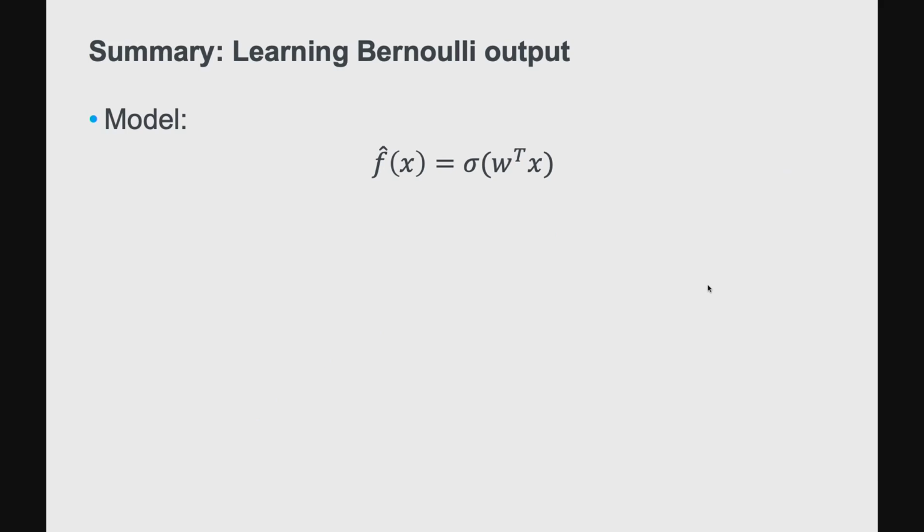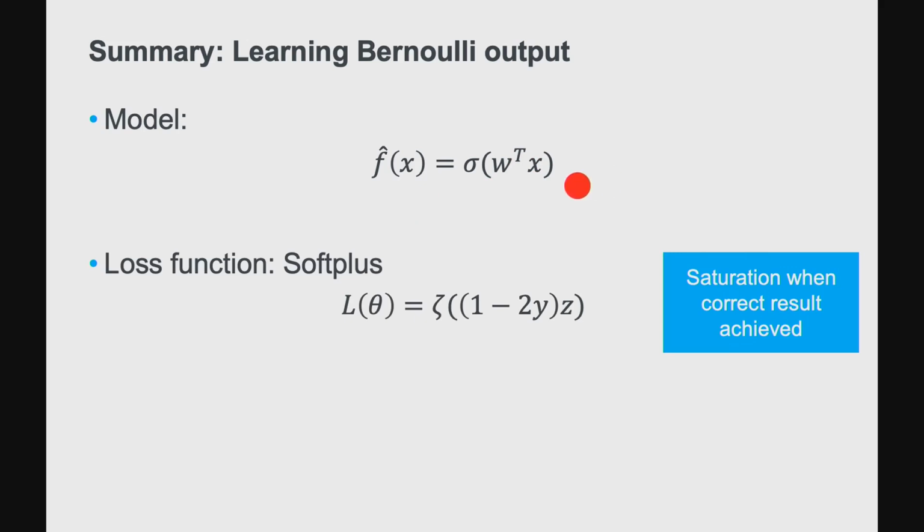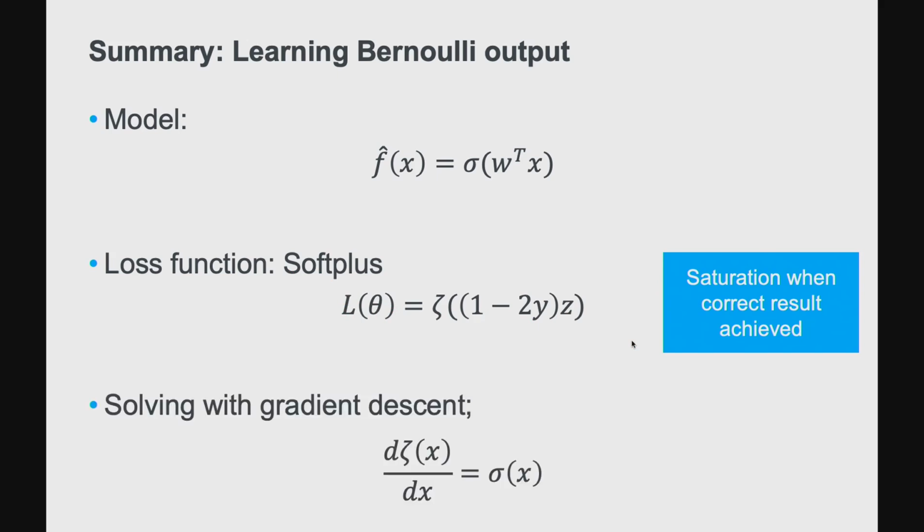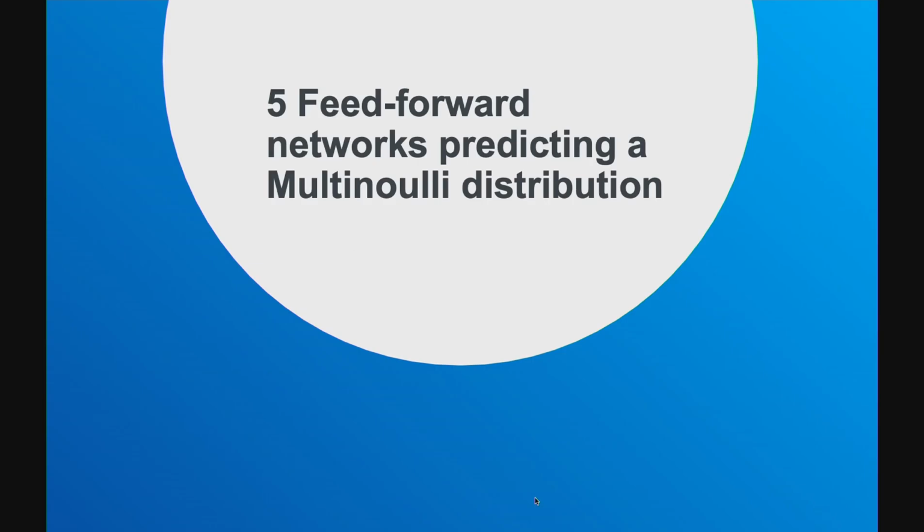So, to summarize, learning Bernoulli output means we model our prediction function as the sigmoid. This is the logistic regression, basically, you could say. We have as a loss function our softplus, derived from the cross entropy, which saturates when we have the correct result. We solve with gradient descent, which is just the softplus derivative, which happens to be the sigmoid. Okay, that was now a super simple thing.